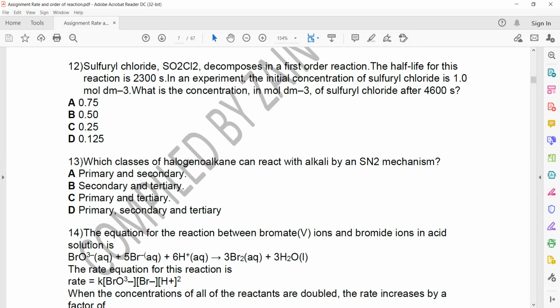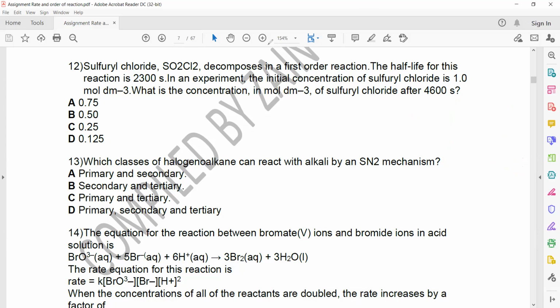Look, the original concentration is 1 mole per dm3. Then after the first half-life, meaning after 2300 seconds, it will be 0.5 mole per dm3. Then after a further 2300 seconds, there are two half-lives, so it will be 0.25 mole per dm3. So that's why C will be the right answer. Is it clear? Yes, sir.